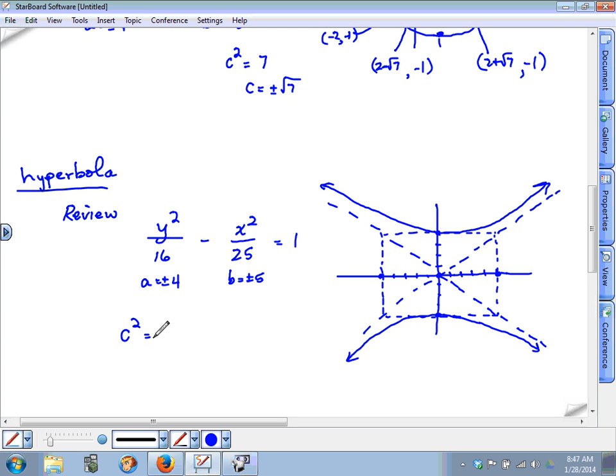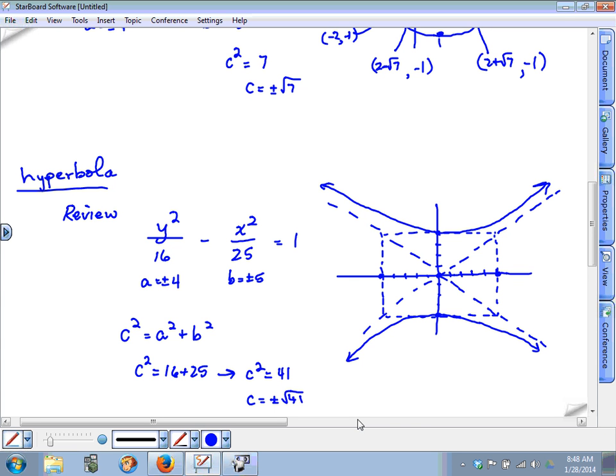Another big difference is the foci formula. It's c squared equals a squared plus b squared. So we have 16 plus 25. Oh man. C squared is 41. So c is the square root of 41.